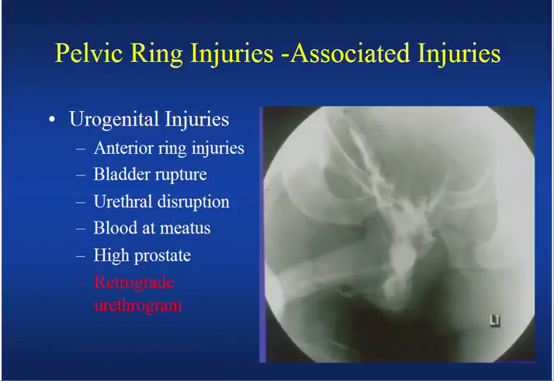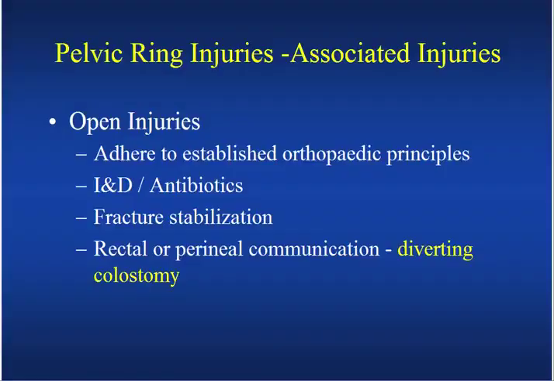Urogenital injuries should be suspected in any patients that have anterior ring injuries, pubic symphysis disruption, or significant pubic rami fractures. Bladder ruptures and urethral disruptions can occur. If you see blood at the meatus or on clinical examination, or if you have a high-riding prostate, those would be indications for proceeding with a retrograde urethrogram to specifically rule out the presence of a urogenital injury.